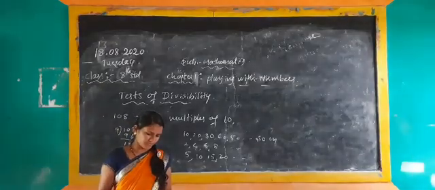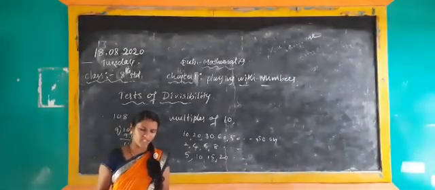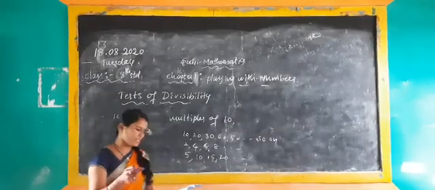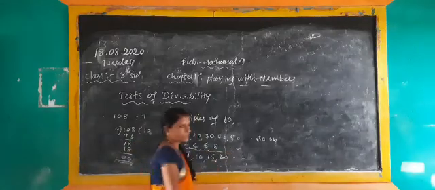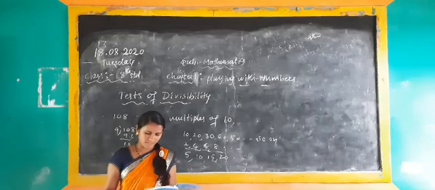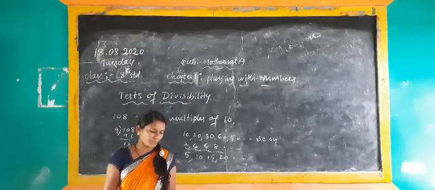Next, divisibility by 2. Here also multiples are taken, and in that natural numbers and odd numbers are considered in divisibility by 2. In that, how many odd numbers there are and how many natural numbers there are, they are considered. Next, divisibility by 9 and 3 is very important.